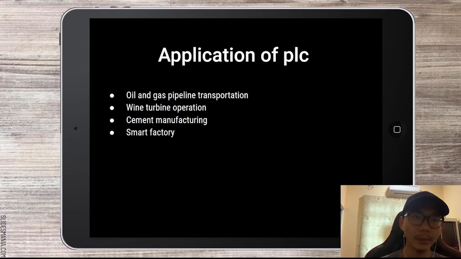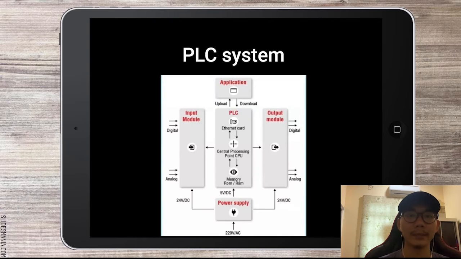The PLC is used to help wind turbine be more efficient and experience less downtime. Next, PLC system diagram consists of application, input module, PLC, output module, and power supply. The input device has push button, switch, and sensor, while output device has solenoid valve, motor, lamp, and alarm.